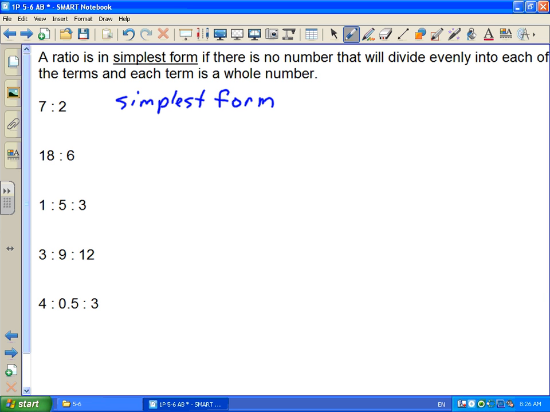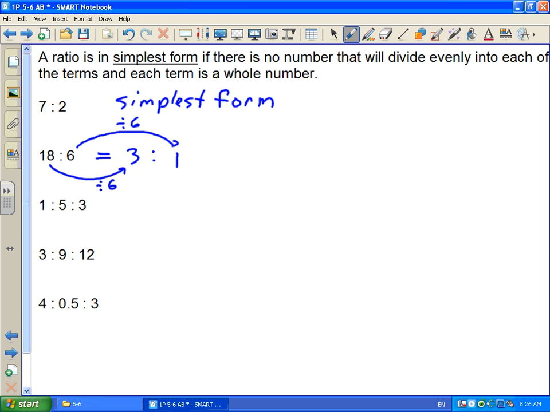What about the next one, 18 to 6? Well, I know that 18 is divisible by 6, and 6 is divisible by 6. So let's put this into simplest form. I'm going to divide by 6 here to get 3. I'll divide by 6 here to get 1. So my simplest form is 3 to 1.